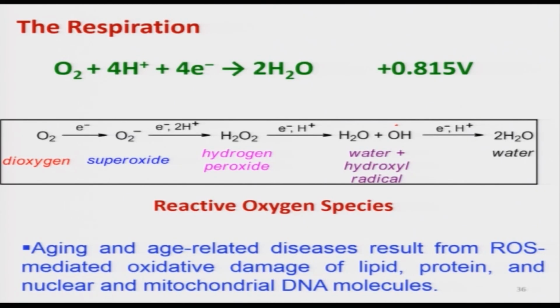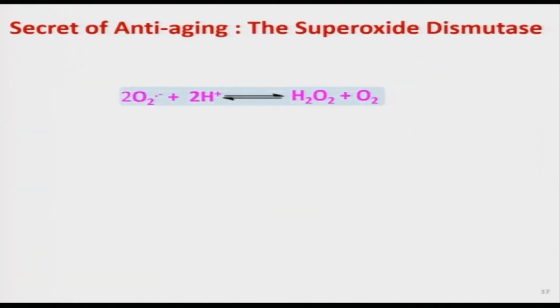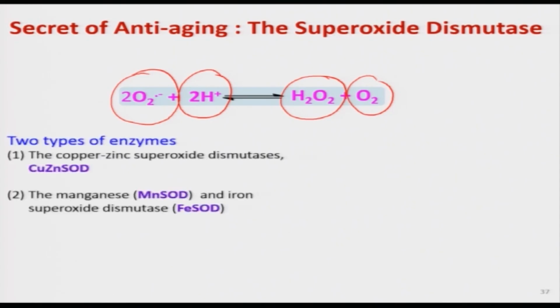Since these reactive species are produced even in small concentrations, nature has a solution for it. Nature has designed the superoxide dismutase enzyme to destroy the superoxides. As for this reaction, superoxide plus 2H+ produces peroxide and dioxygen. So, superoxide basically converts to peroxide and dioxygen, and the enzyme responsible for this decomposition is superoxide dismutase.